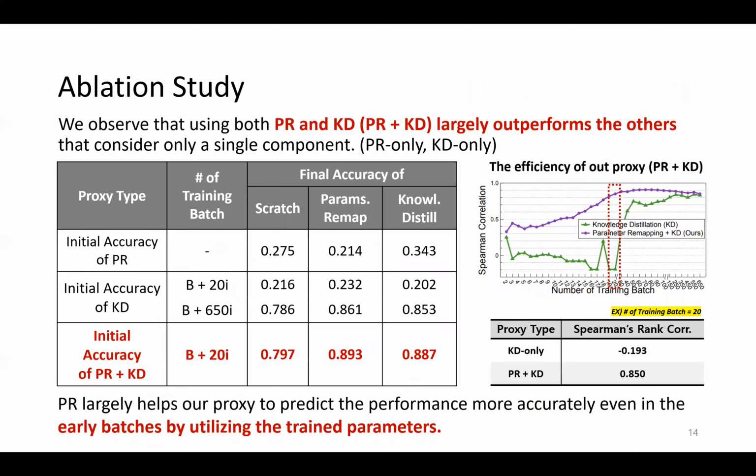Also, we observed that using both parameter remapping and knowledge distillation largely outperforms the others that consider only a single component. For example, if we consider parameter remapping only, then the ranking correlation performance is poor. And if we consider distillation only, then we require a large number of training steps to get a reliable ranking correlation. In this result, we can observe that parameter remapping largely helps our proxy to predict the performance more accurately, even in the early batch by utilizing the trained parameters.